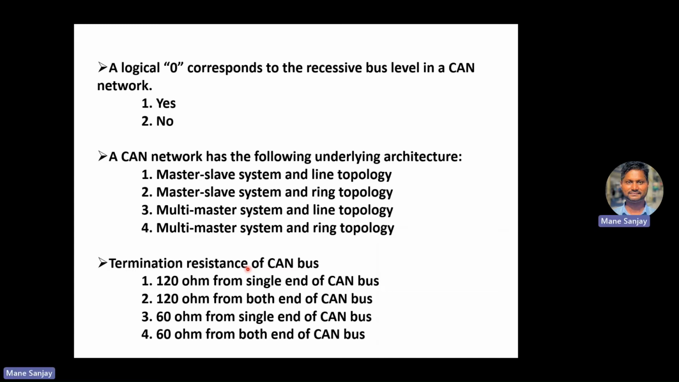The next question is, the termination resistance of the CAN bus is. There are two answers, but at the moment I would say 120 ohm from both ends is the right answer. And sometimes, if the number of nodes in the CAN communication is less, and the stub length from the main backbone is smaller, then you can even use a single 60 ohm at a single end. That also works. But here, let's talk about the very practical and robust scenario: 120 ohm from both ends. That means the resultant termination resistance value is 60 ohm in the bus network.